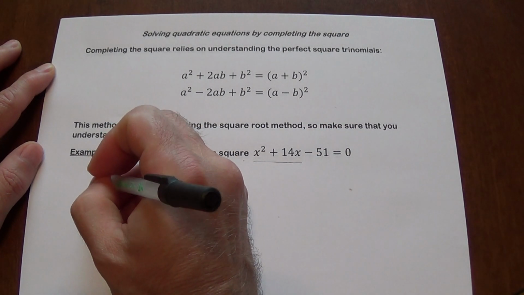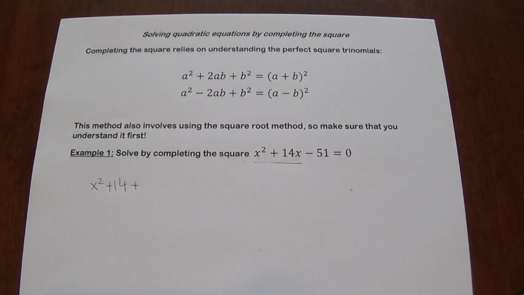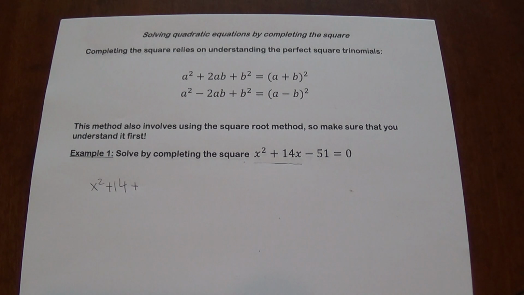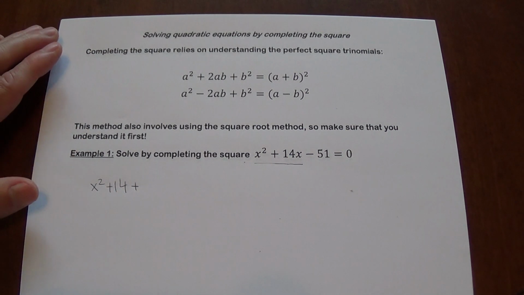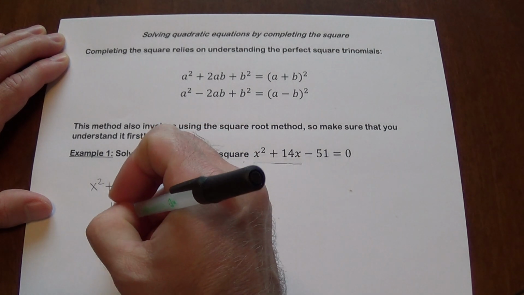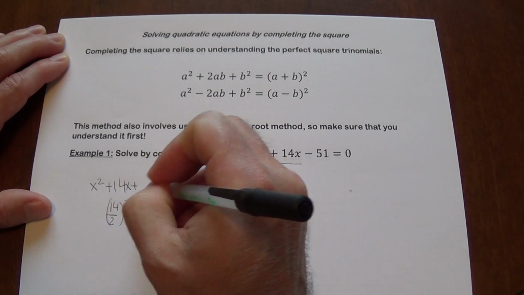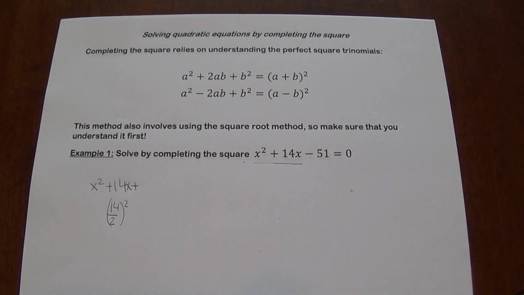We're going to have x squared plus 14x. Now we need to figure out plus another value, and we need to figure out what that value is going to be. So how do we determine that? I'm sorry, I forgot x here. We are going to take the number in front of x. So we're going to take 14 divided by 2, and we're going to square that. So whatever that number is, we are going to add that number.